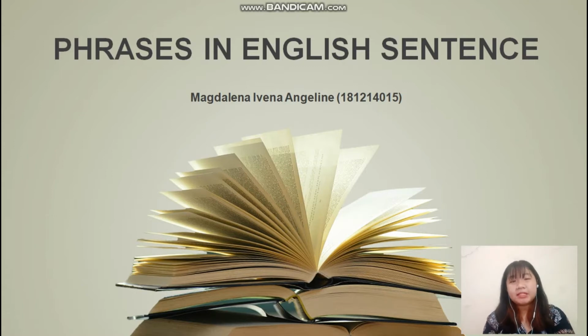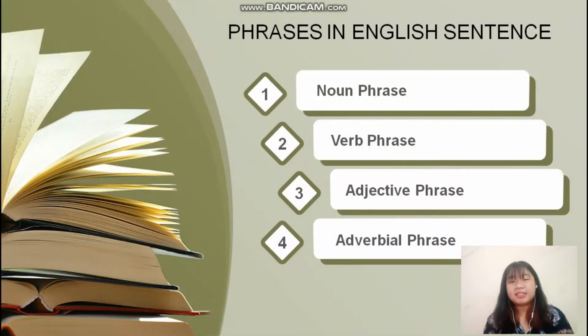My name is Magdalena Ivena and in this chance, I will teach you about new materials. The new materials of today are phrases in English sentences. So, let's get started. I will teach you about 4 phrases in English sentences. First is noun phrase, second is verb phrase, third is adjective phrase, and the last is adverbial phrase. So let's move on to the first phrase.